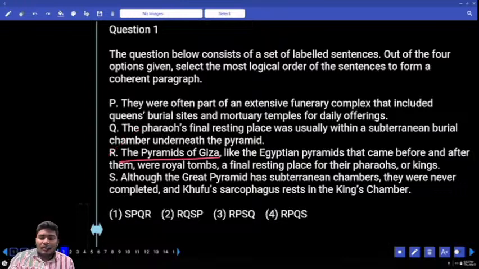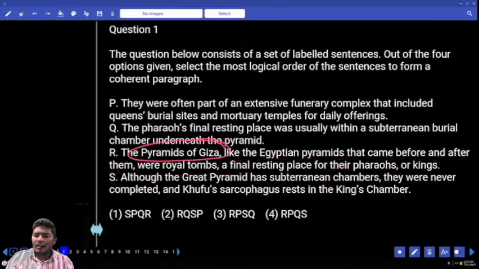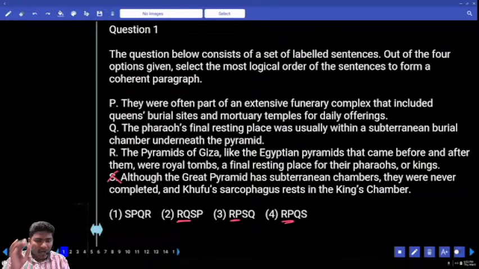The pyramids of Giza, like the Egyptian pyramids that came before and after them, were royal tombs, a final resting place for their pharaohs or kings. So we are speaking about the pyramids of Giza, where the royal tombs of all these pharaohs and kings are kept. Clear? Now one pair is RQ, another one is RP. There is no RS. It must be RQ or RP.